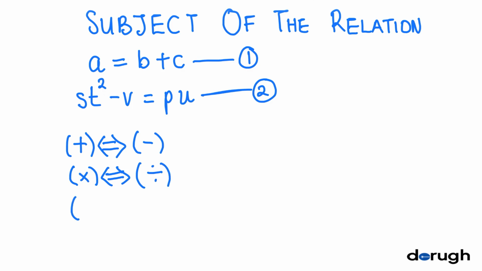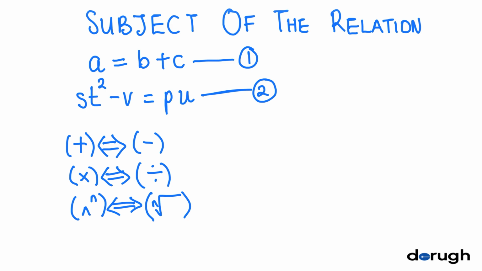What is the opposite of a power? Let's say power n. I hope you know the caret sign represents power. The opposite of a power is the nth root. So if you have something power 2, the opposite of that would be square root. And if you have something power 3, the opposite of that would be cube root, and so on and so forth.